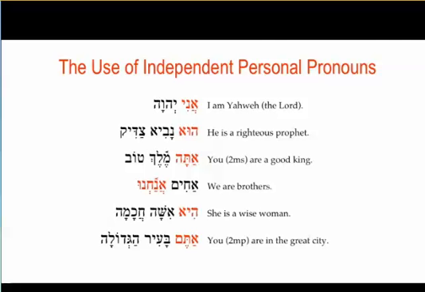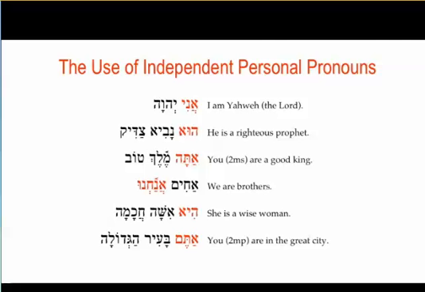Let's look at our fourth example on your screen. Achim anachnu. Here we have the independent personal pronoun, first common plural, anachnu, translated as "we." Before the independent personal pronoun, you see the masculine plural noun achim, meaning brothers. We translate this construction, "we are brothers," with the form of the verb to be, "are." Notice in this particular case, the noun comes first, the independent personal pronoun comes second.